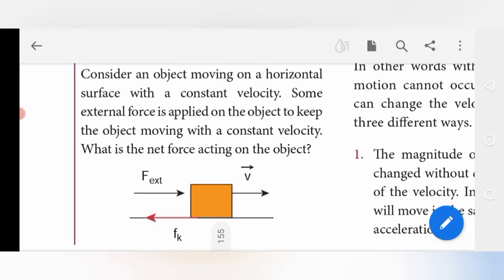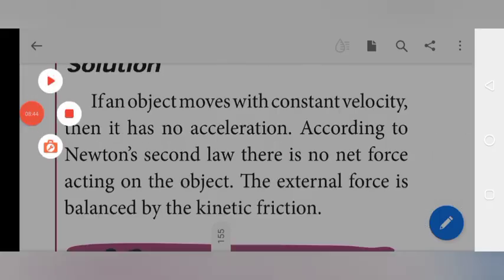Here we have to find the net force acting on the object. So what are the parameters here? Kinetic friction is also produced, against the external force. The red arrow line shows the kinetic friction. So these are all the parameters, and what happened?